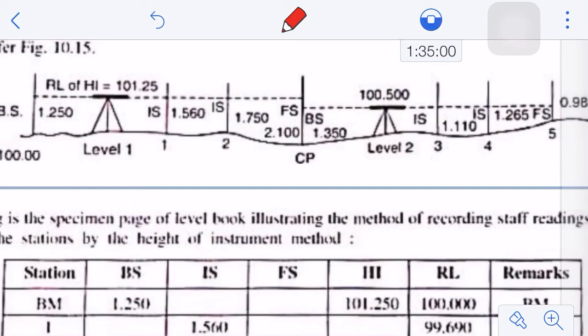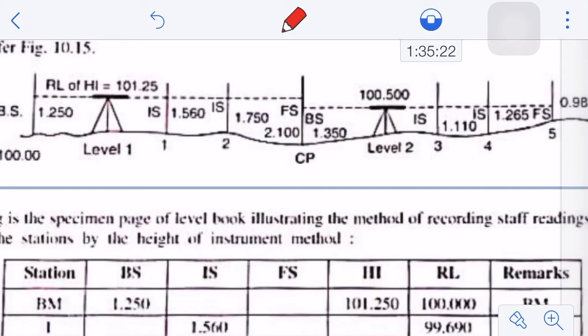And how will you do it? Again, following the fundamental, you will keep your benchmark on the last point where you observed the foresight reading, and you have already computed its RL by subtracting from the previous RL of HI, and you have computed the RL of this change point as you can see here on the screen. So now you are placing your instrument at level 2.